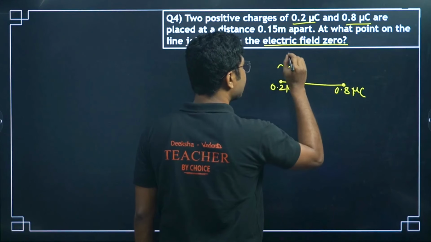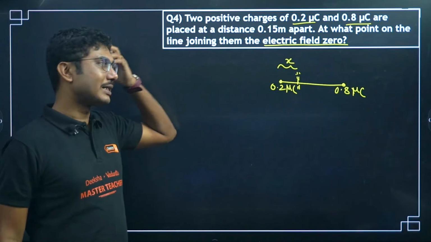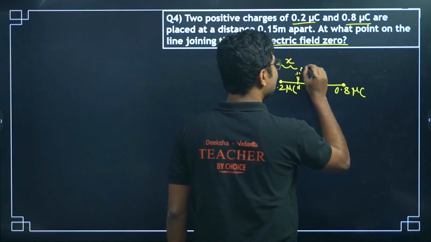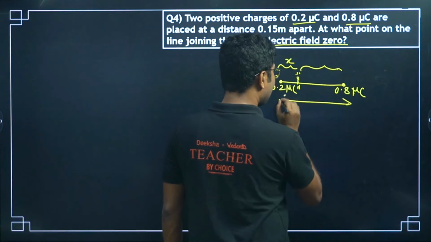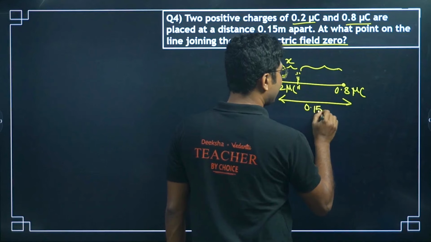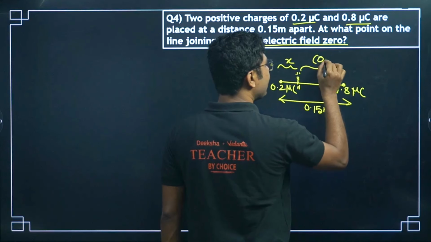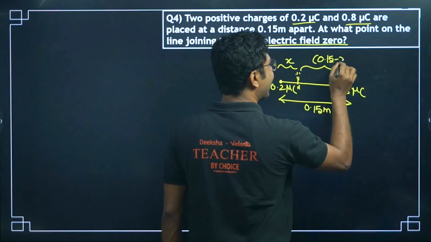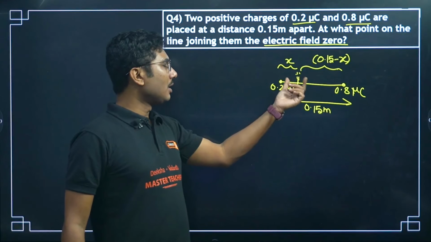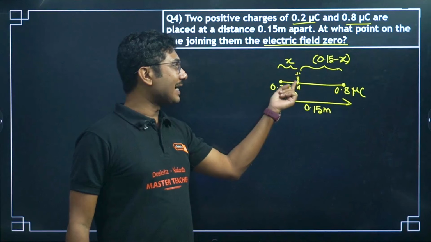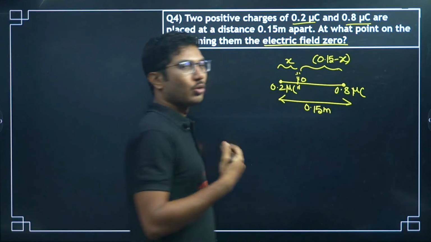So suppose the distance from the smallest charge is x. Then what is the other distance? The total distance in this case is given as 0.15 meter. So this distance is x, which means this one will be 0.15 minus x, right. So this is the distance between the bigger charge and the null point. Suppose this is our null point, which I am calling O.